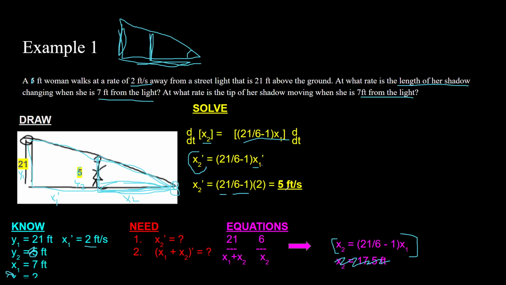So see, that actually wasn't that bad. You just have to know to create this proportion and make it in terms of x2, and then take the derivative of it.